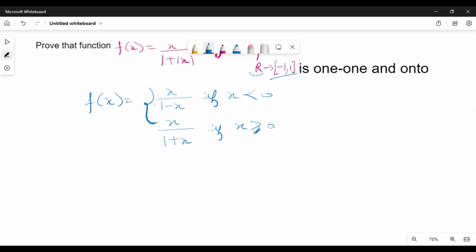Now, first we will check whether this function is one-one. Then I will come to the second part, that is onto. Before proving one-one or onto, it is very clear that the function behaves differently in both parts, so I will be taking two cases. The first case is when x is less than 0. Then f of x is equal to x over 1 minus x.